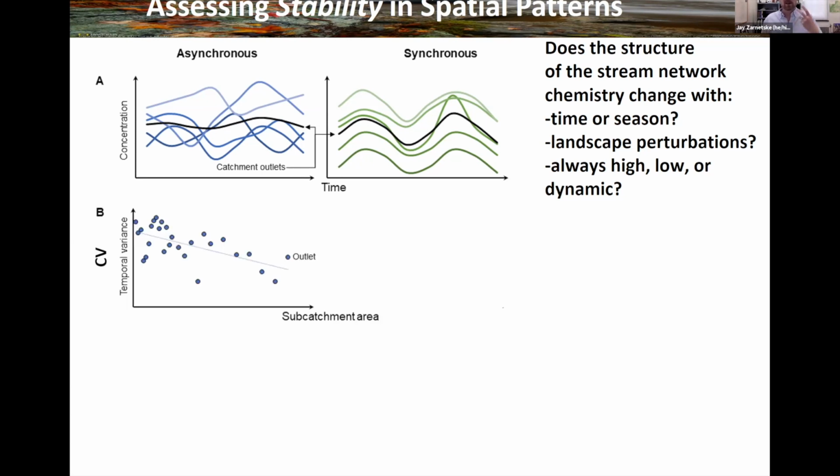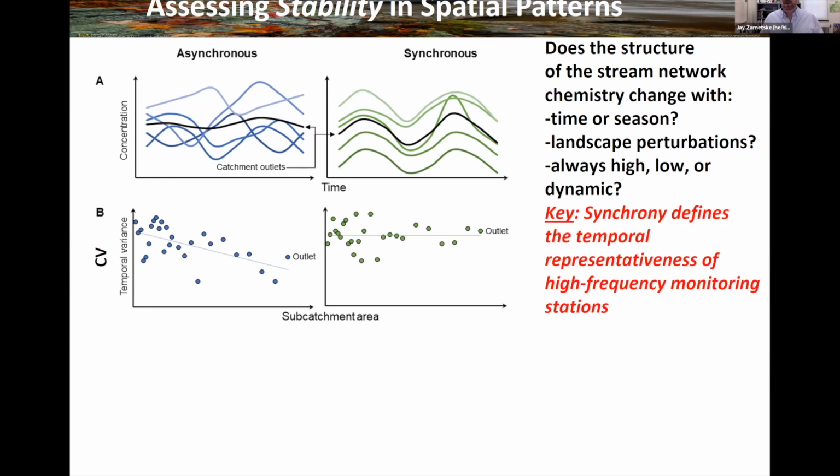If we can then use that information, we can run statistical analyses on this to talk about how variable it is through time. So this asynchronous one would have a large coefficient of variance. Basically, as you move towards the outlet, you get less and less variability. But in a synchronous watershed, that variability is preserved as you go towards the outlet because each one is moving up and down in unison.